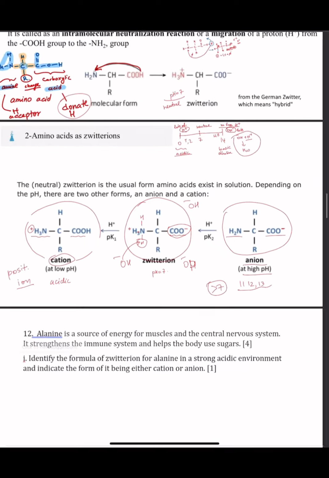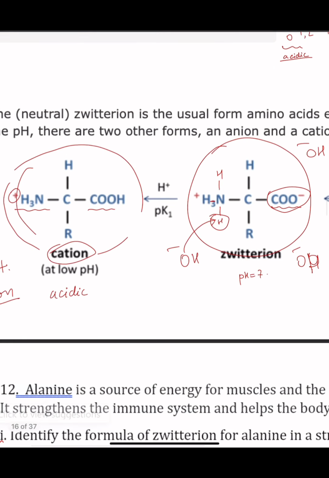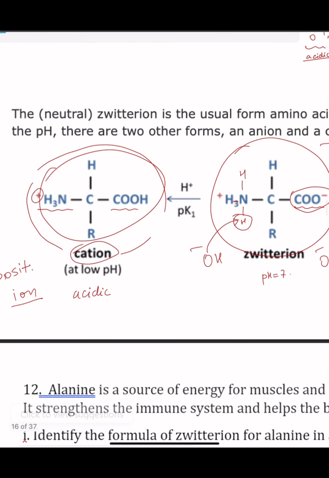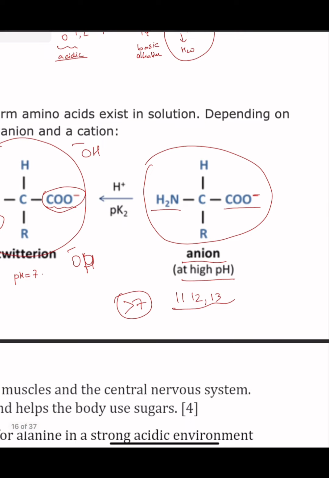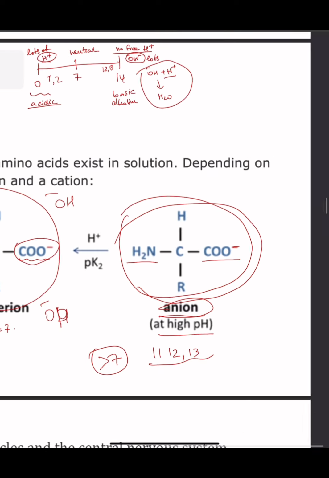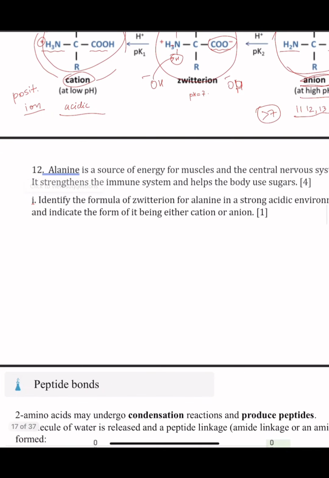So for amino acids, you need to remember this: in acidic conditions it gives a cation, and you need to draw the shape if we ask you. And when we increase the pH, it gives an anion, and this is the shape. Now, for example, let's do this one in the bottom.